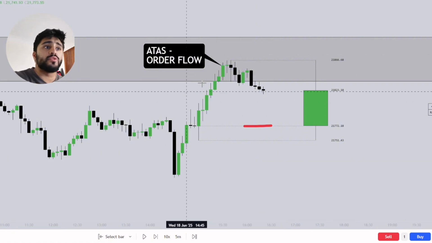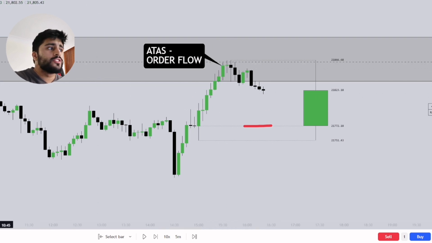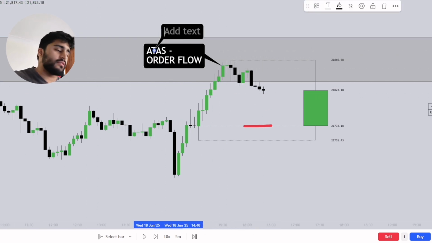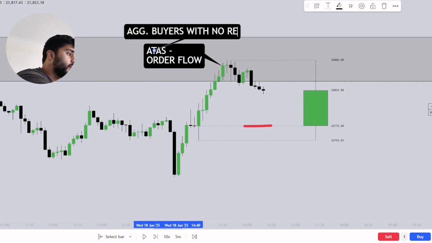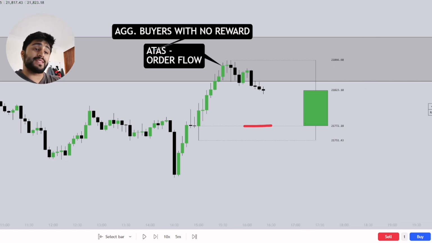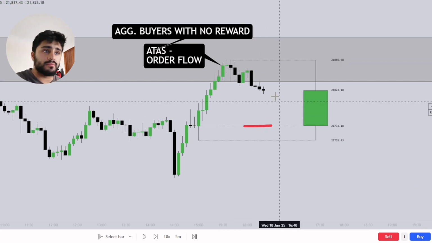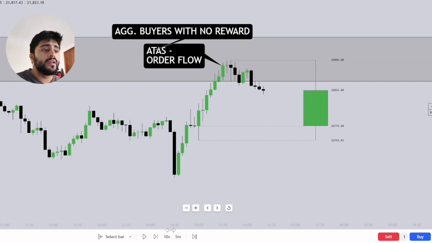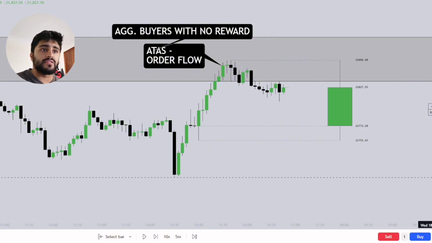So in this case, what we saw is a buyer exhaustion. A buyer exhaustion, simply put, is like this. We see aggressive buyers, I'm just going to write AGG, with no reward. They do not break above the level. When you see aggressive buyers with no reward, what that's telling us is that the buyers are failing to break above the level. And that means there are passive sellers present. They're popping up and they're driving price down. We're going to go to the ATAS platform and see how you can do this as well later on in the video.